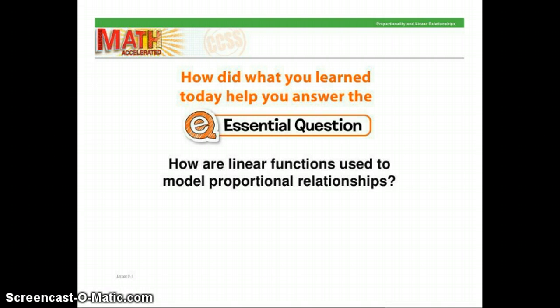Okay, let's review that first question that I gave you at the beginning of this lesson. How are linear functions used to model proportional relationships? You might need to go back in your notes and remember what a proportional relationship is, but describe how linear functions are used to model those relationships. Do that in the summary section of your WSQ and underline or highlight it.